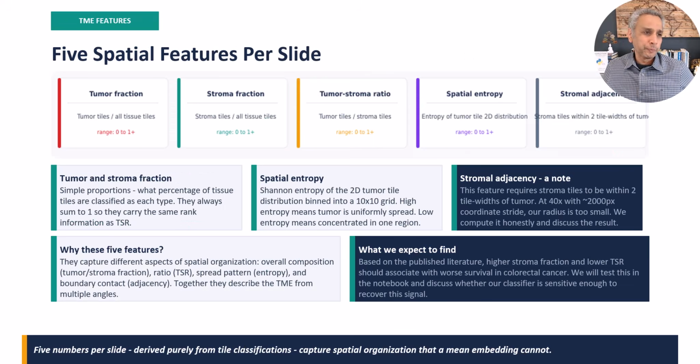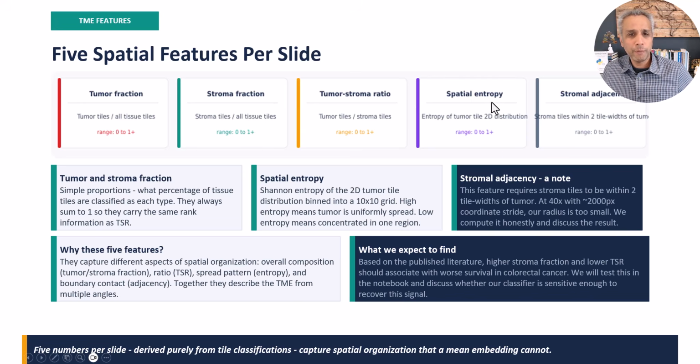Okay, now the spatial features that we are going to compute here are the tumor fraction and stroma fraction. These are simple proportions, right? What percentage of tissue tiles fall into each of these classes? And they always sum to 1. So they carry the same rank information as TSR right there. So we compute all these 3 because they have different interpretations in the literature.